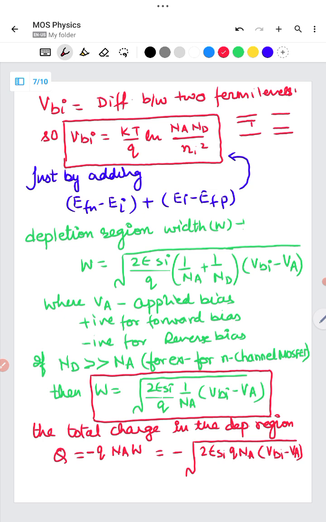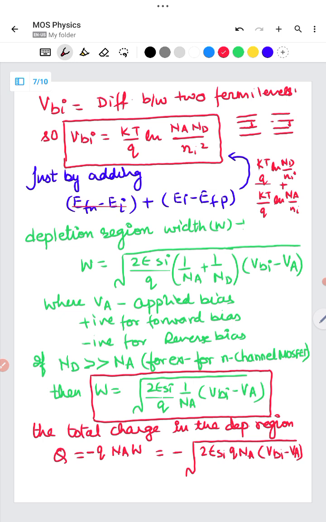So we know this distance, we already know the intrinsic to EF, EFN minus EI. This is kT/q ln(ND/NI), let's say. And what is the distance from EI to this point? This distance is always kT/q ln(NA/NI), if we ignore the negative sign. So what will be the sum of these two?